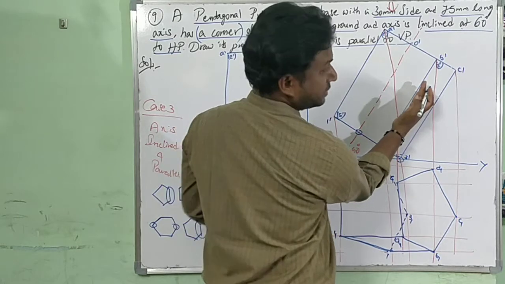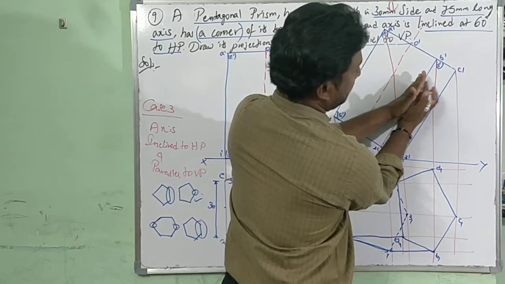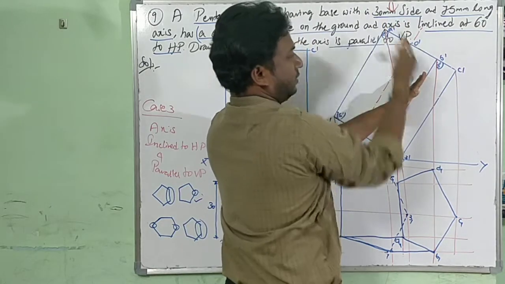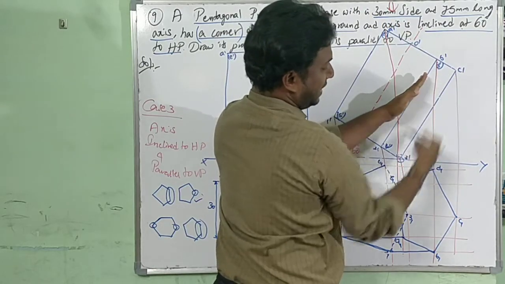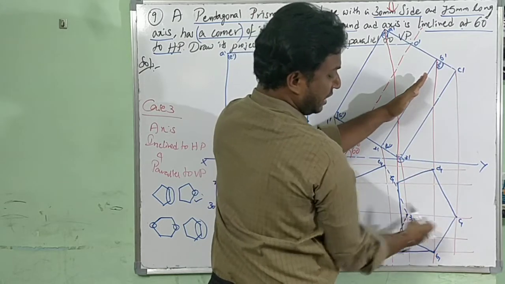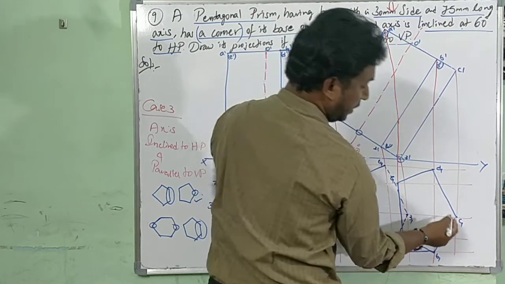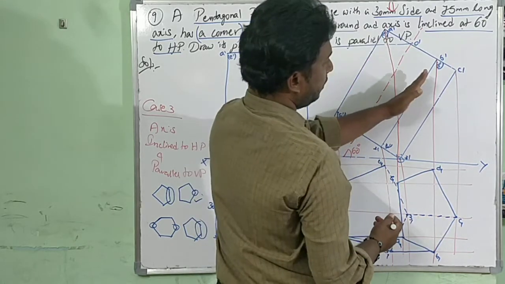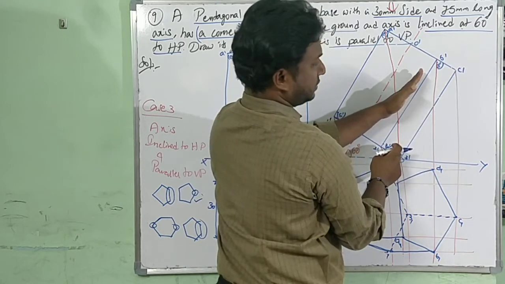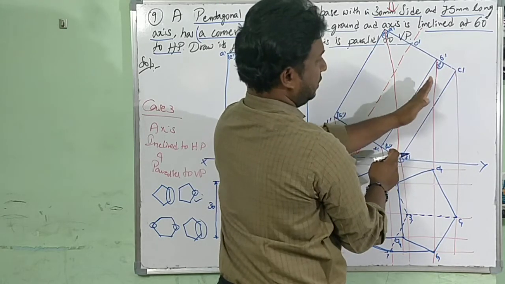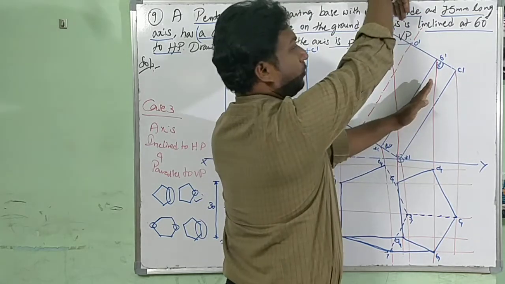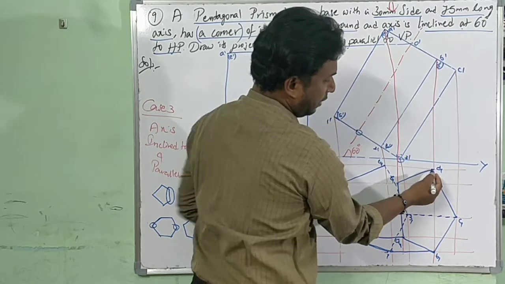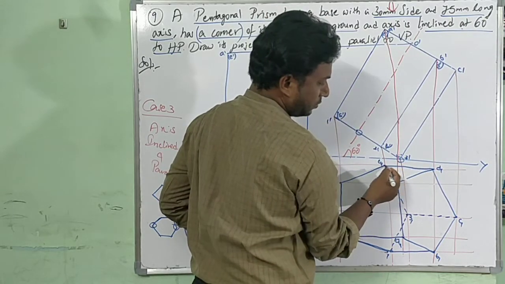With respect to this, C dash 3 dash is below, as I am looking from here. So C dash 3 dash, top view, C1 3 1, which is inside, will be hidden. Now D dash 4 dash, with respect to this line, when I am looking from top, here it is clearly visible. So D1 4 1, thick line.